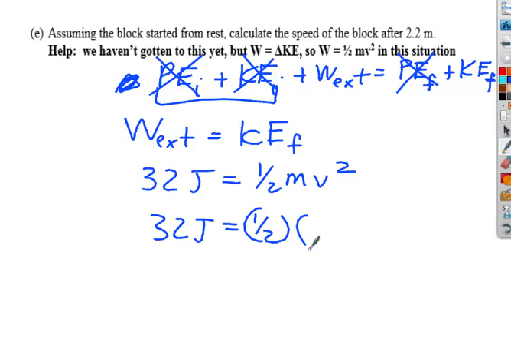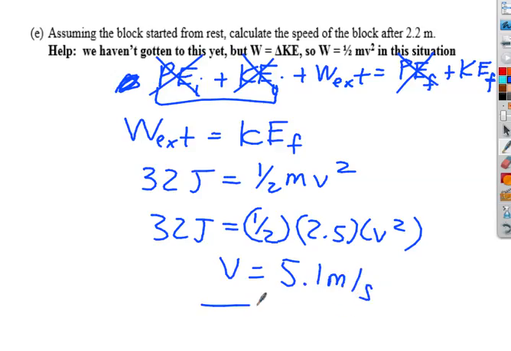2.5 kilograms times v squared. V will equal 5.1 meters per second. So this object starts at rest. When 32 joules of work is applied to the object, it'll start moving at 5.1 meters per second.